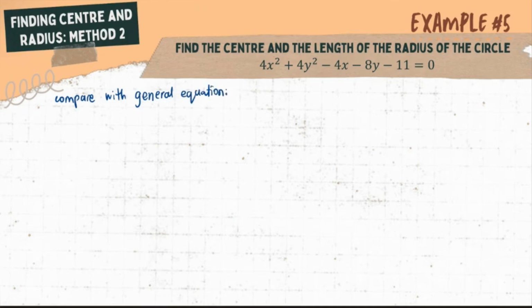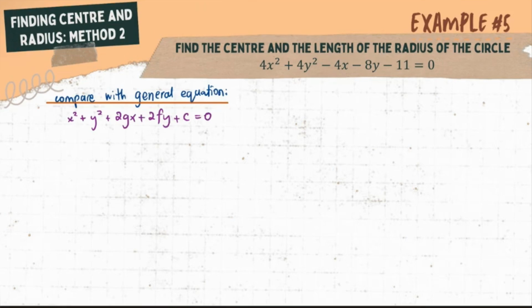Untuk general equation, the thing is the coefficient of x squared and y squared adalah 1. Okay, apakah general formula kita? Kita ada x squared plus y squared plus 2gx plus 2fy plus c equals to 0. So this is our general form.